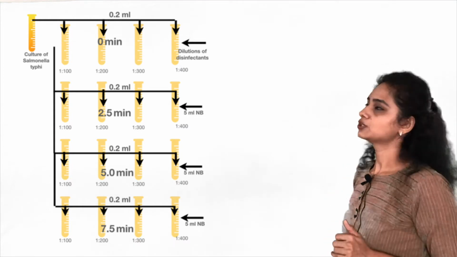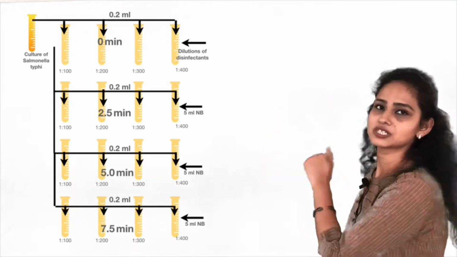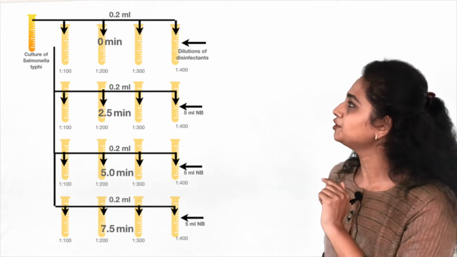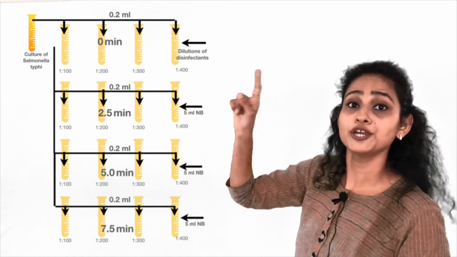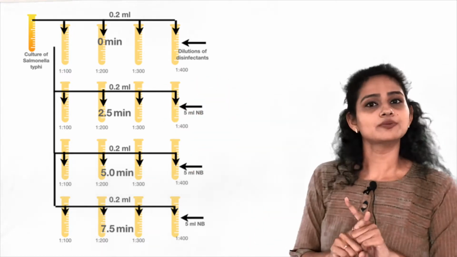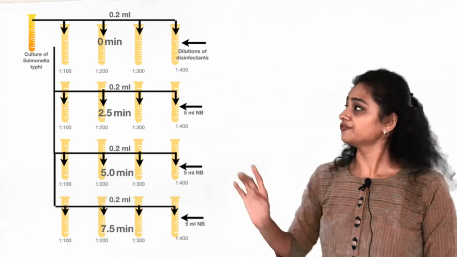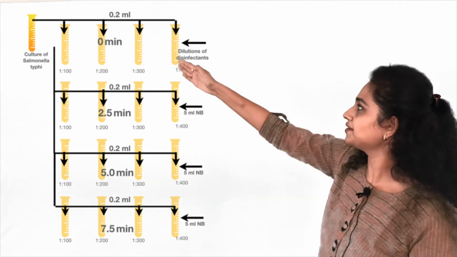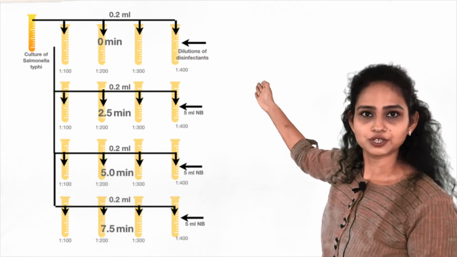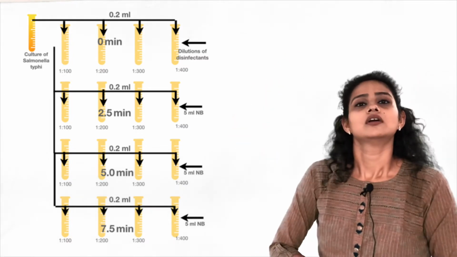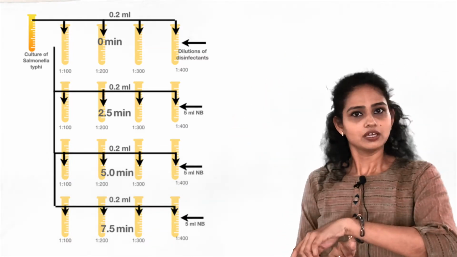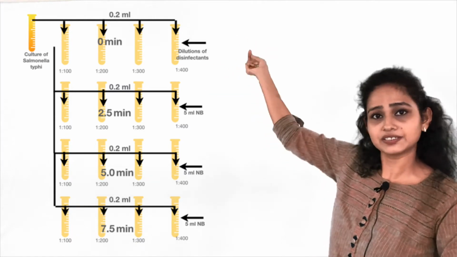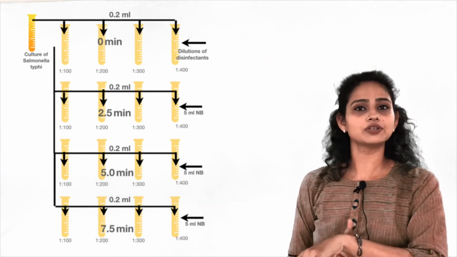Now let's start with the process. First of all, you will be transferring 0.2 ml culture from your culture tube to all these different dilutions. You have to add it into 4 different test tubes, and then you have to start counting time. That is 0 minute, you are transferring at 0 minute.